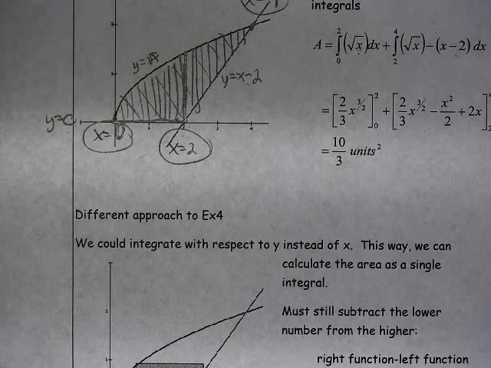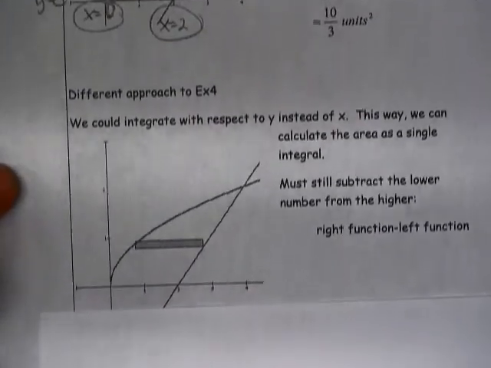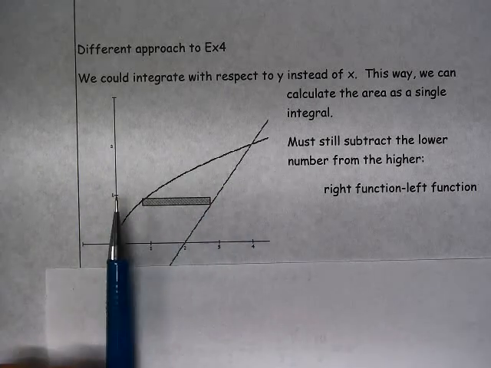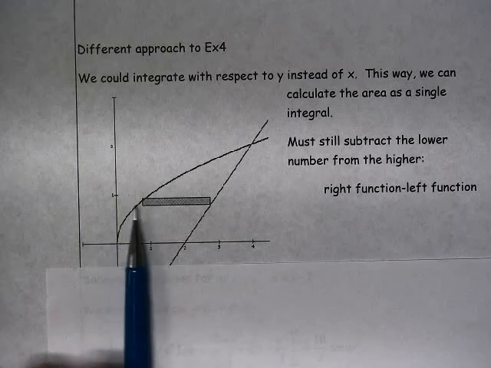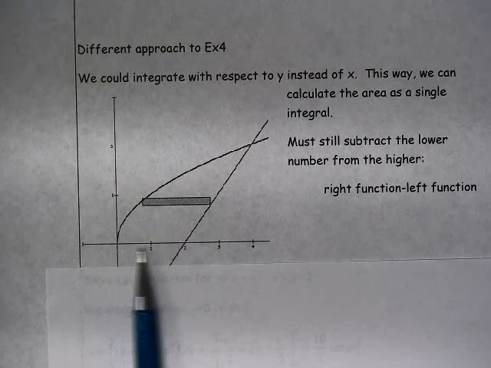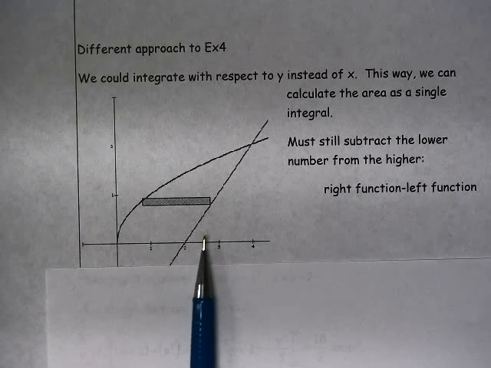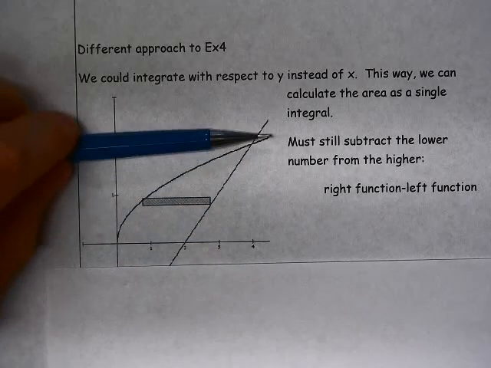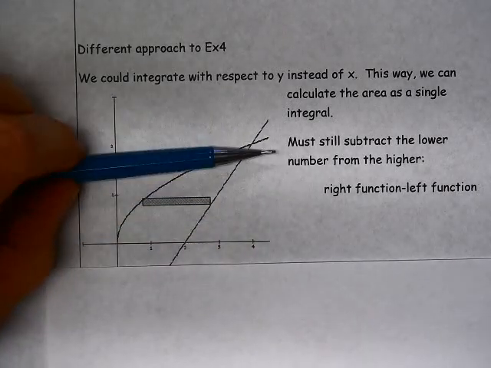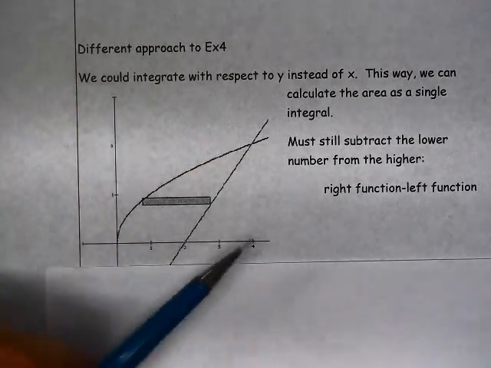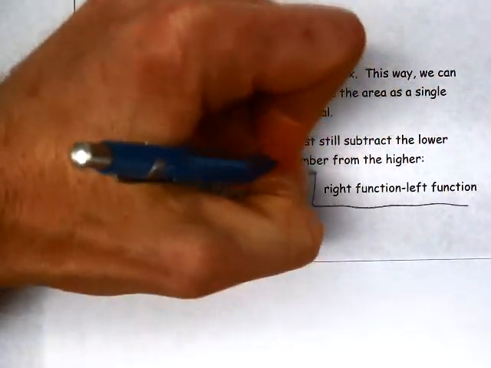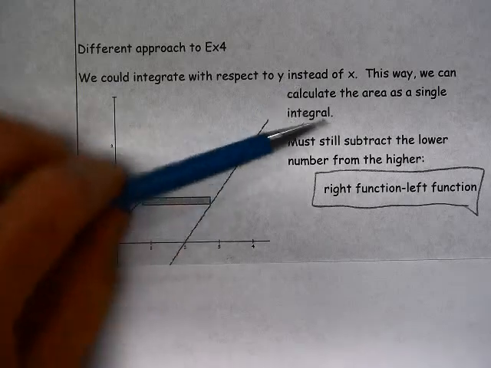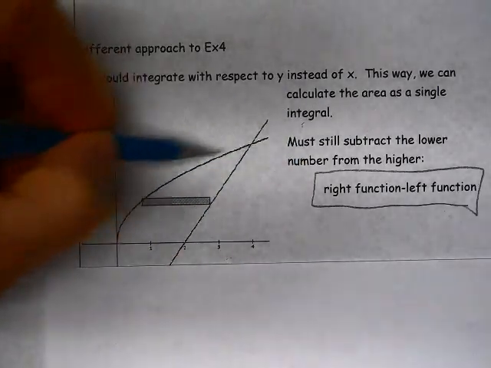All right, so take a look. There's a different way that we can do this problem. Rather than integrate from left to right, in which case our bottom function changed when we got to x equals 2. It went from y equals 0 to y equals x minus 2. We could integrate from the bottom to the top. So we could integrate with respect to y. And if we do that, we see that the right function is always x minus 2, and the left function is always the square root of x.